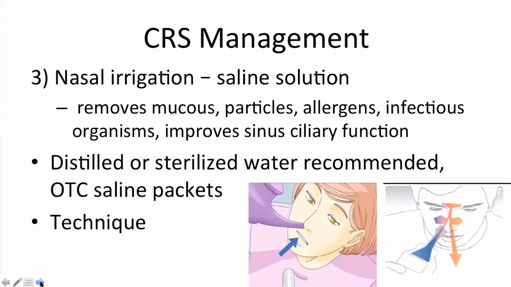Some other important considerations for treatment: nasal irrigation. This is using a saline solution to rinse out the sinuses. And this actually has been shown in some small studies to be helpful for chronic sinusitis symptoms. As you can imagine, it helps those ciliated cells sweep out the mucus, the particles, the infectious organisms. It helps your natural defenses function better and get some of the gunk out of there, so to speak. So doing this on a daily basis can be very helpful. It's recommended that one use either distilled or sterilized water to reduce any risk of very rare infections that could come from tap water.